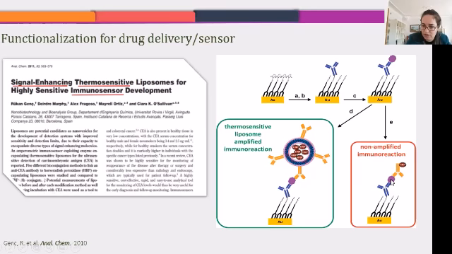So how can you do that? You can encapsulate the enzymes in one nanocarrier. This way, you can increase the signal from 1 to 10 or 1,000. For that, we use liposomes.